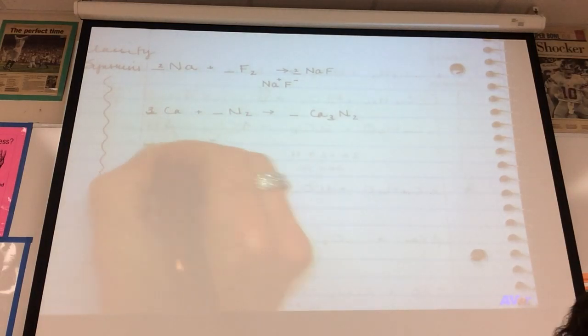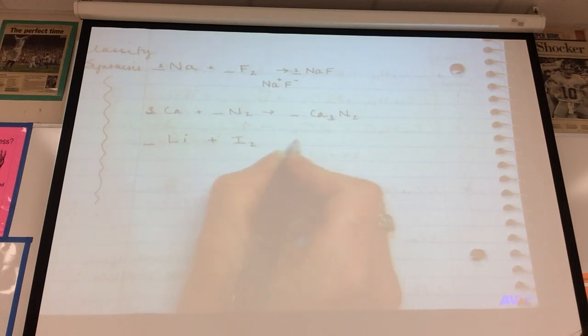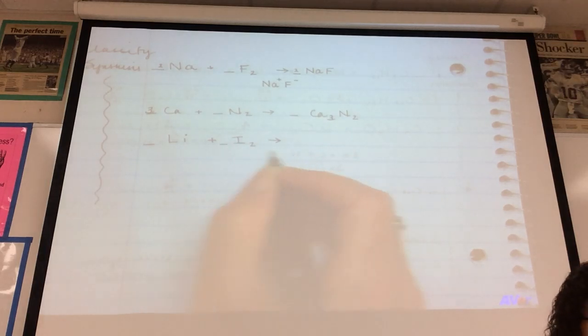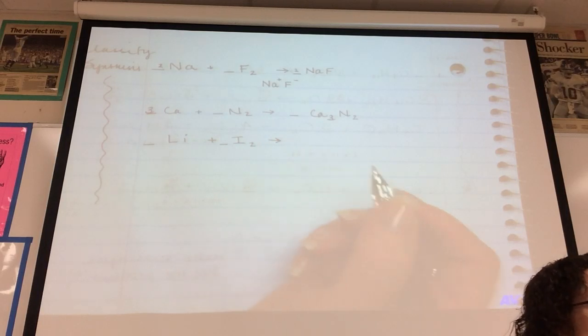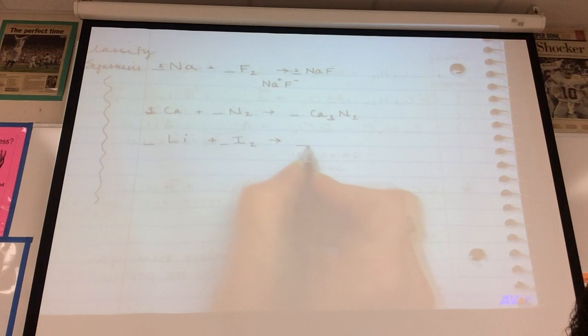The next problem says lithium reacts with solid iodine. How do we write lithium? Li. Subscript? No. Charge? No, no, no. How do we write solid iodine? I2. Good. Careful. You forgot the subscript S. You don't have to indicate the state of matter unless they ask you to. But that's a good point. What do you form?